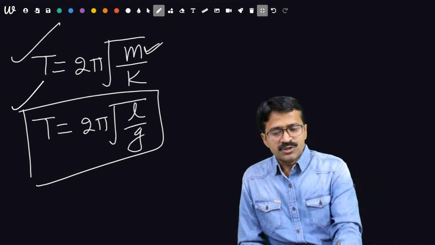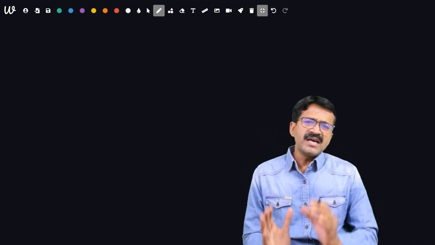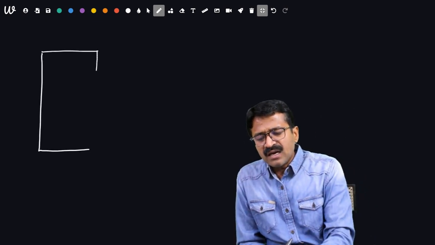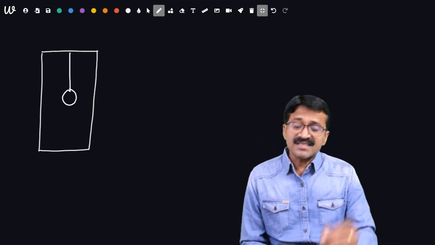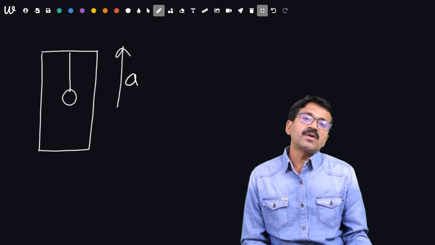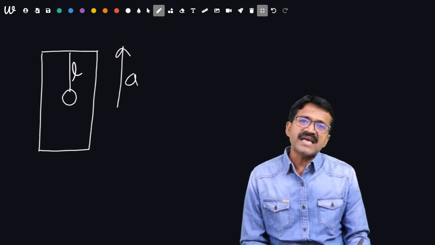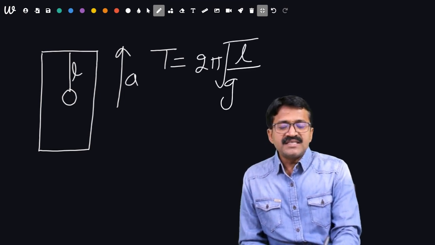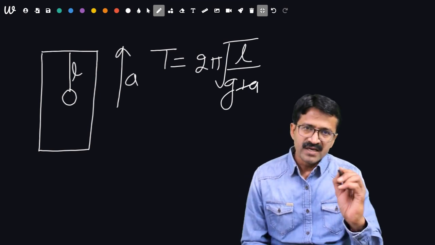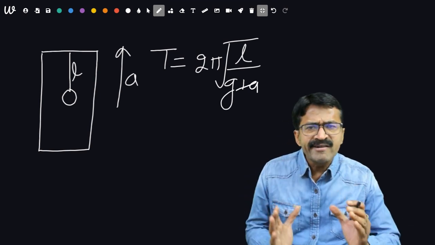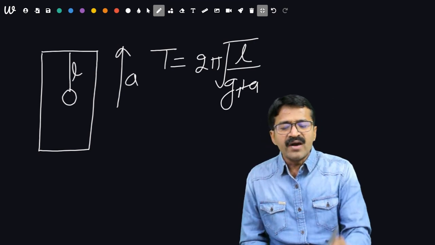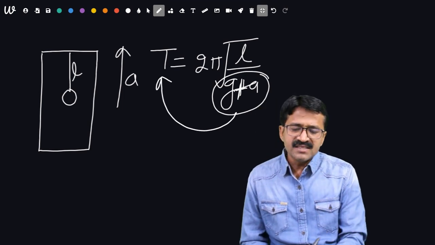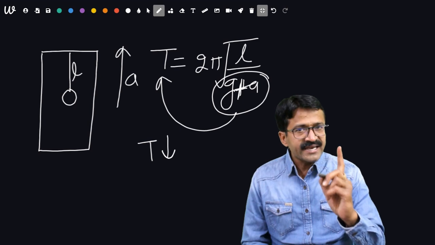Now, what about the numerical questions? The first numerical question is based upon the simple pendulum. If a simple pendulum is kept in a lift and the lift is accelerated upwards, then what about the time period? Length of pendulum is L. The time period will be T equal to 2 pi under root L upon G plus A, as it is moving upward. Then what happens to the time period? Whether it will increase or decrease. When accelerated upward, the denominator value is going to increase, so the time period will decrease. In this case it is very important.